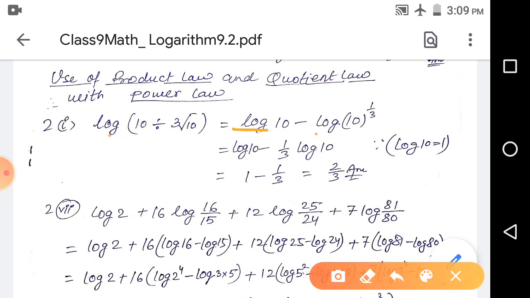So here we have log 10 to the power 1 by 3, because this cube root of 10 means 10 to the power 1 by 3. Now here for this term we can use the power law, and for this log 10 we can write directly 1. Okay, see, this one becomes 1, and here if we use the power law, then this 1 by 3 is taken here, so this one becomes log 10. So log 10 means 1, so this is 1 by 3 into 1, that is 1 by 3. So the answer we got here is 2 by 3.